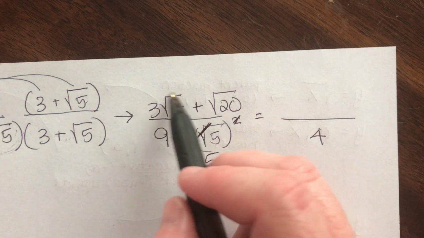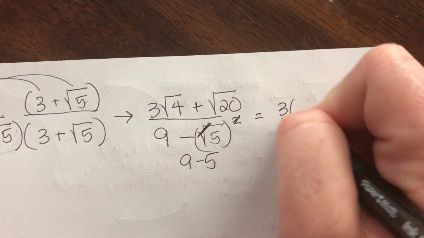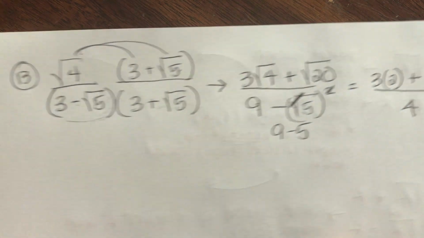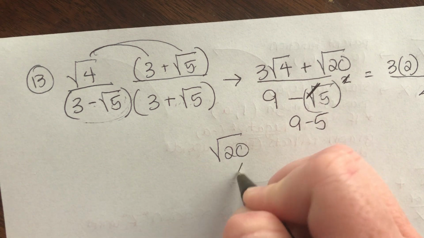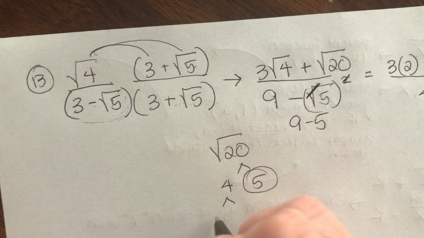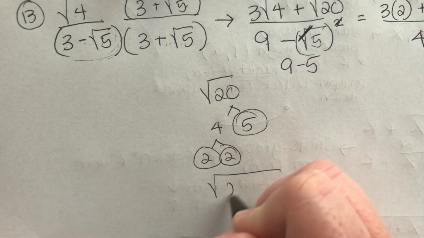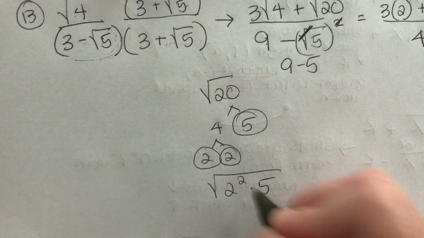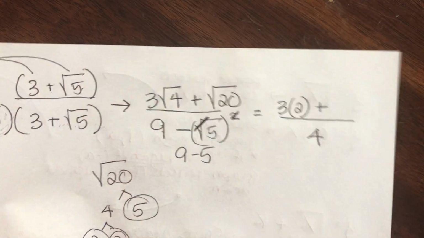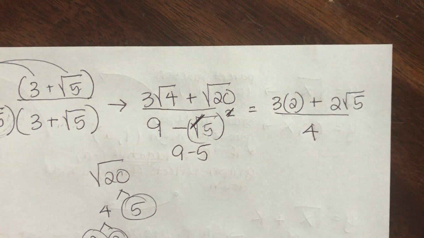Now, can I take the square root of 4? Yes, it's a perfect square. The square root of 4 is 2, so I'm going to end up with 3 times 2 plus, and then can I simplify the square root of 20? Well, I can simplify it into 4 and 5. 5 is a prime number. And I can simplify that into 2 and 2. So yeah, look, I'm pairing something up. So I'm going to get 2 squared times 5. So the 2 hops out front. 2 square root of 5. Awesome. So this becomes 2 square root of 5.